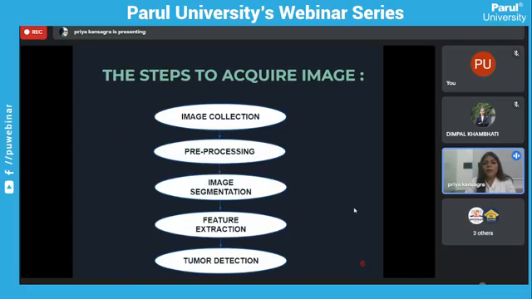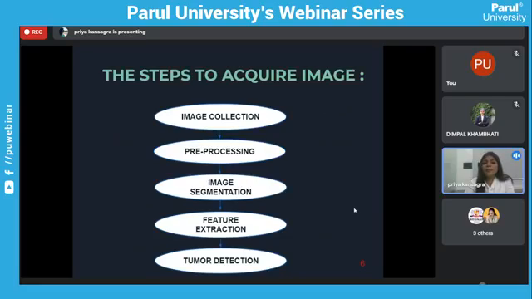Now the main thing is the whole process: how to get to the end. So how to acquire an image? First of all, the image collection should be done. You can get images from an imaging center, your hospital, or Google. There are a lot of departments from which you can get an image. The images I'm talking about here are medical images, like X-ray, MRI, CT scan, and PET images. These are the different images we can collect and proceed with further.